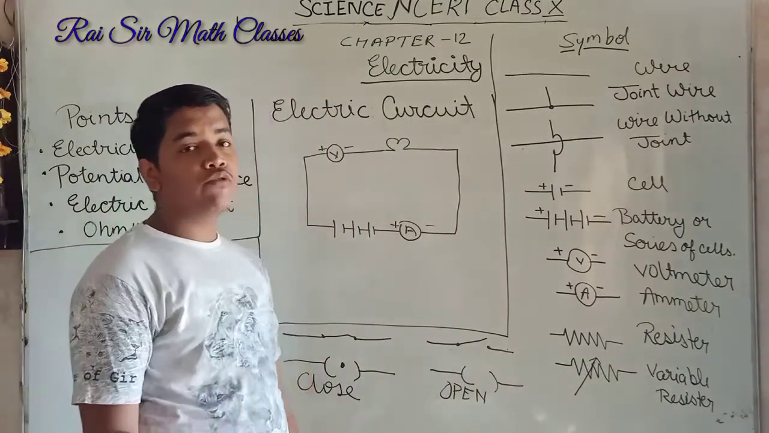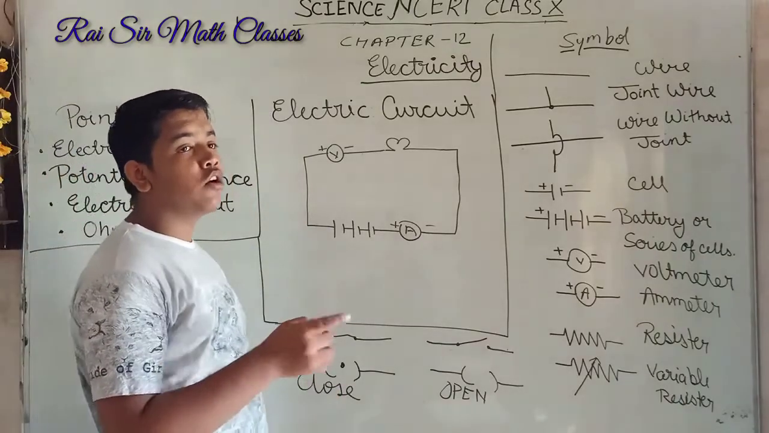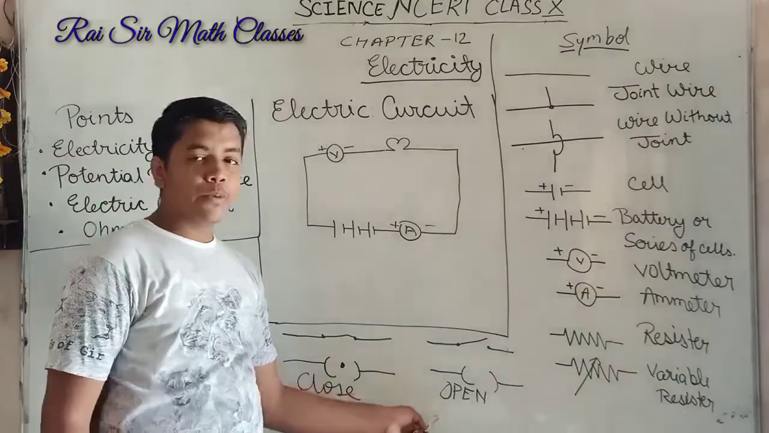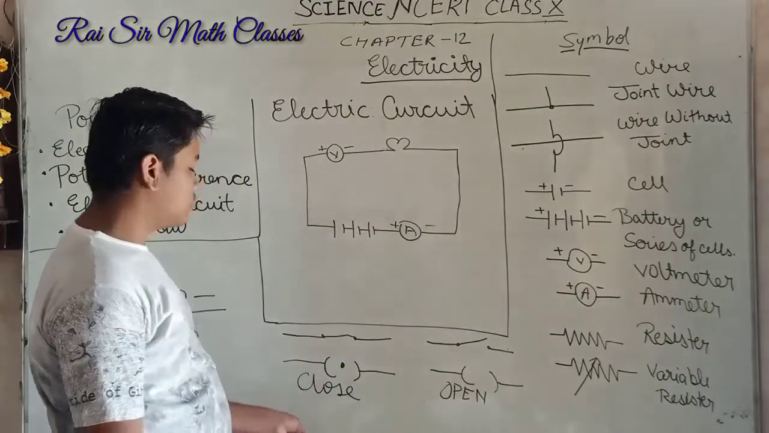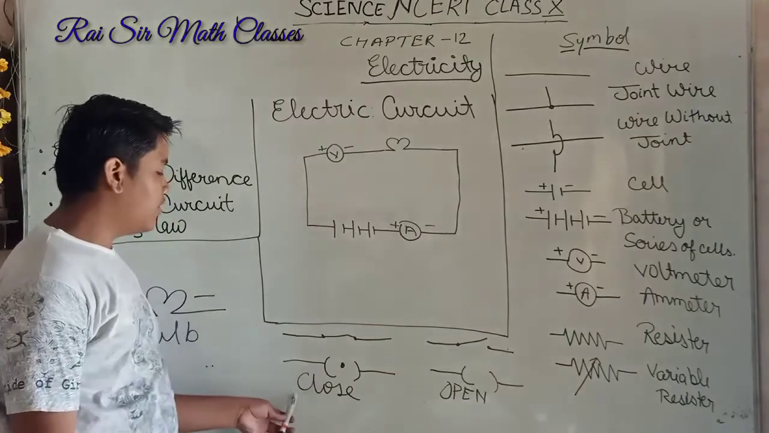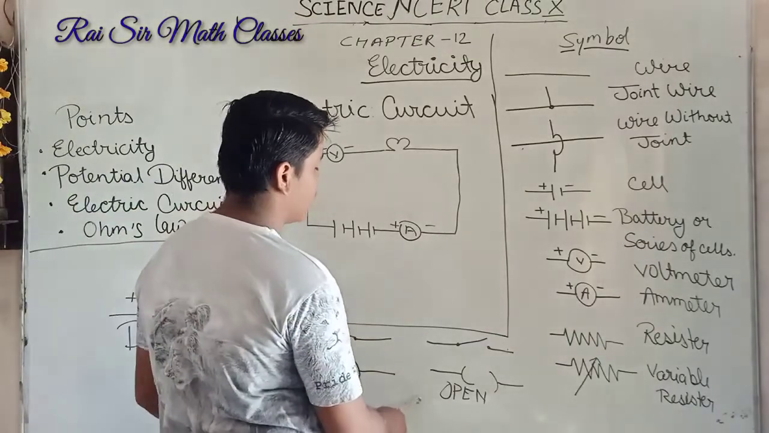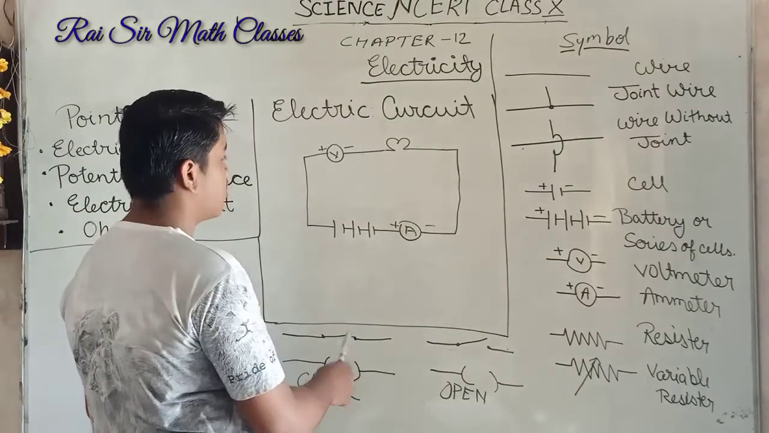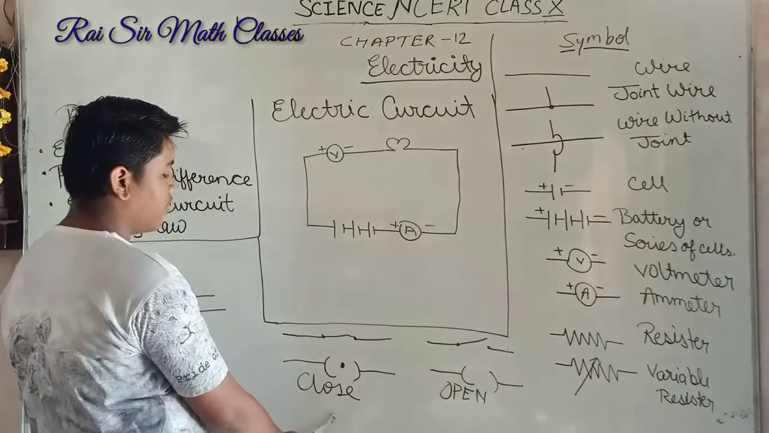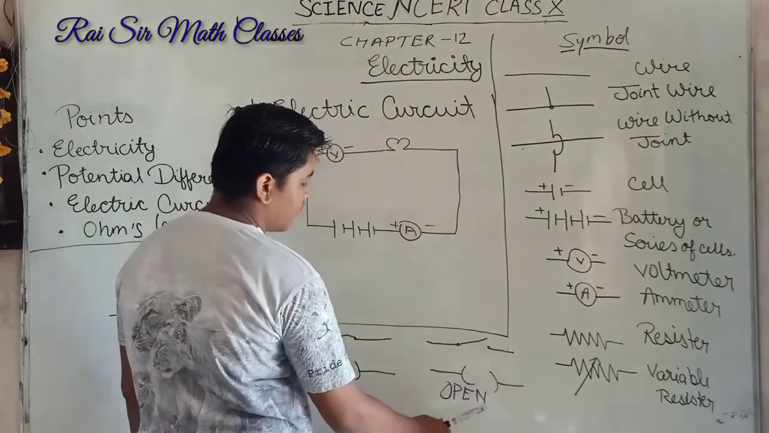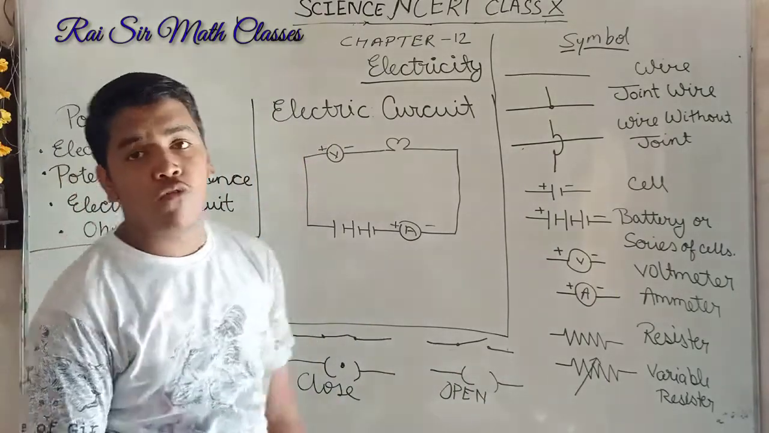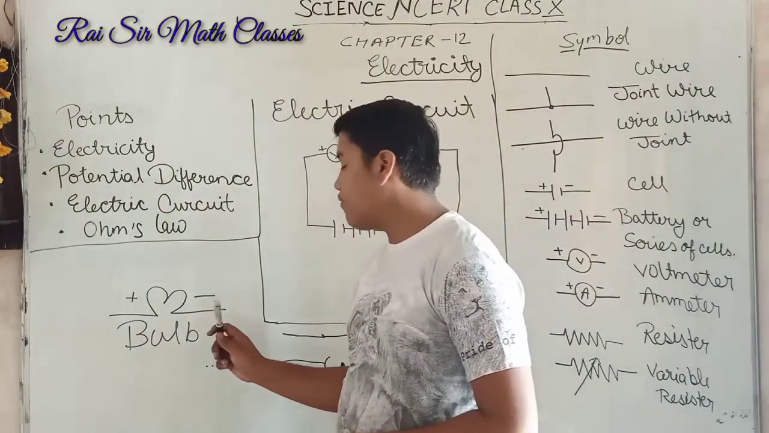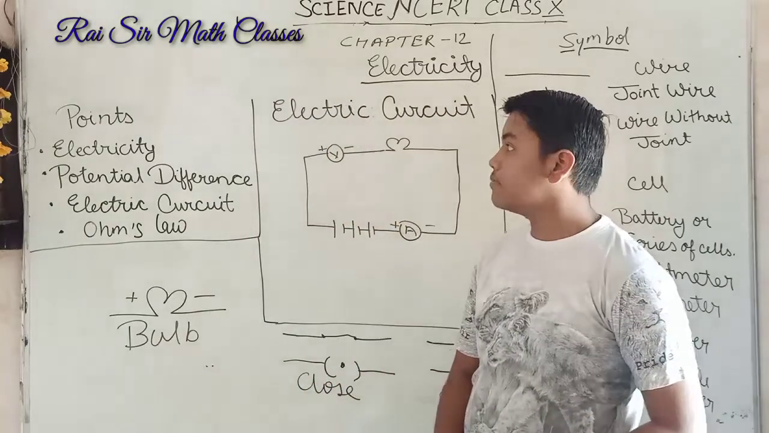Now we have to use a switch to turn on and turn off. So why have we written close and open here? In a closed switch, electric current flows, but not in an open switch. So I have written open and close. This is the close, meaning electricity is flowing through this type of switch, and in this type of switch, when they are open, electricity is not able to flow. One more diagram is a bulb. We have to represent a bulb like this.